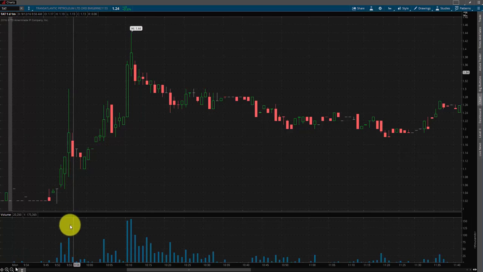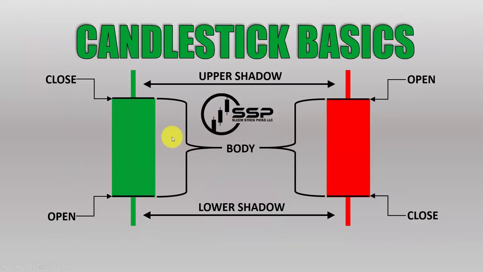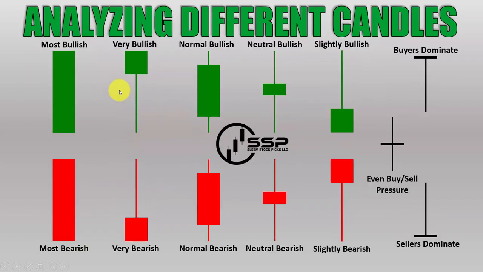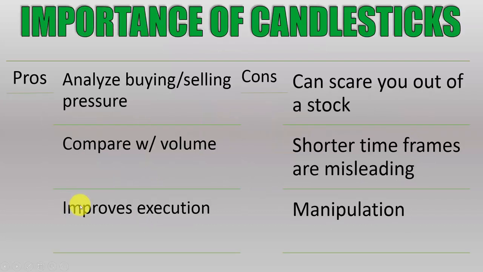back to the actual webinar itself, just a quick review. So we have the body and shadow of the candles. That's the two crucial parts that you need to understand. Open, closing price. We have the different candles here that you can analyze just to get a feel for how much buying and selling pressure there is on each one. And then the dojis that indicate a potential reversal coming. These are the different positions, and the starred ones are the ones that I take into account.